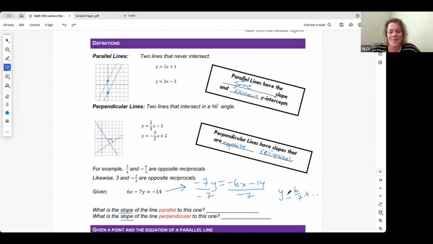All right, what is the slope of a parallel line? It's exactly the same as the one I have. So the slope m would equal 6/7. What is the slope of a perpendicular line? Well, it would have to be opposite, so the slope m would be negative, and then we take the reciprocal. So negative 7/6.